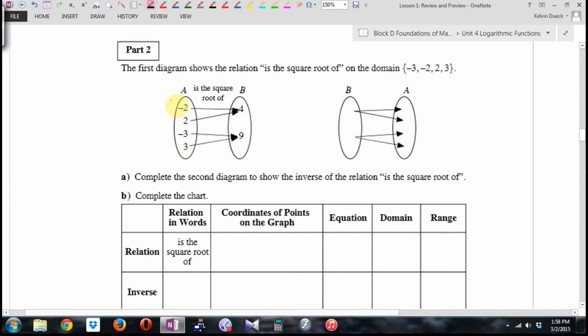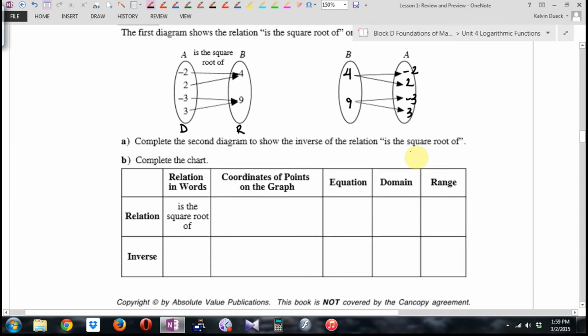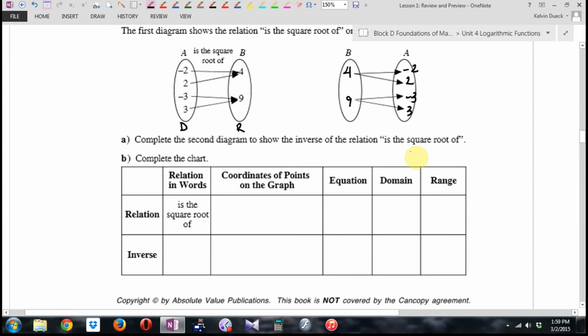Here's my domain. Here's my range. If I wanted to find the inverse, what I'm looking for is something that will start with a 4 and map to a negative 2 or a positive 2, and start with a 9 and map to a negative 3 or a positive 3. Okay?